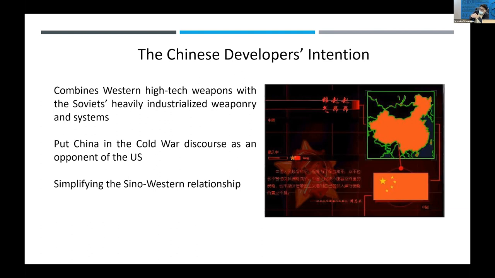And young players were exposed to this game before receiving any education about the Cold War, meaning that the game shaped their initial understanding and actually put China into the Cold War discourse as an opponent of the US. And moreover, its popularity partially confirmed that this reflects a collective ideal that Chinese youth had. Ultimately, the confrontation between China and the West may have boosted the game's popularity while radically simplifying the Sino-Western relationship.